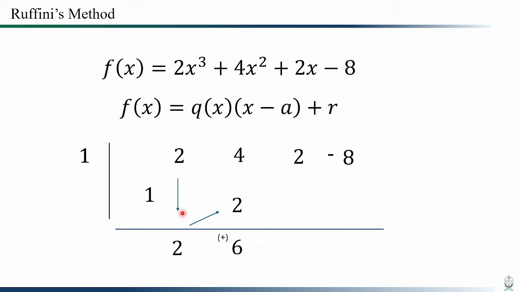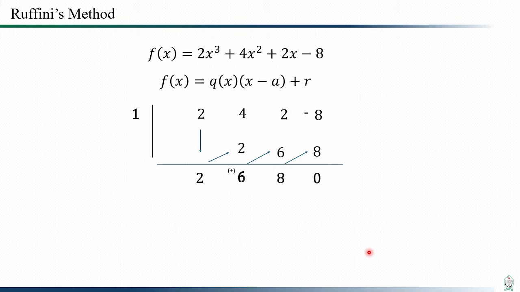Then again we will multiply 6 with 1, that will give us 6, and we will place 6 here, and we will add these two values, that will give us 8. Again we will run the same thing: we will multiply 1 with 8 and place the value here, and we will add these two terms, that will give us 0. So to simplify, if any function is given to us of this order and we want to factorize it by x minus 1, then we will rewrite our function in this format and do this calculation.